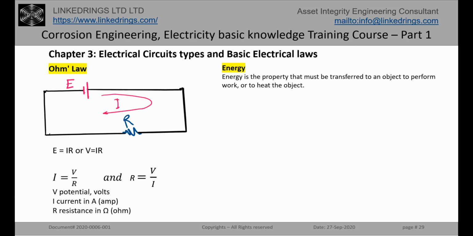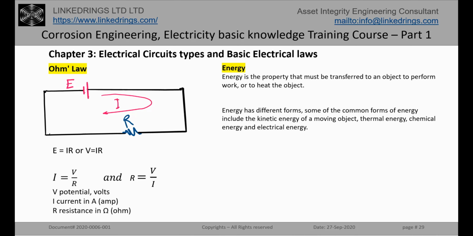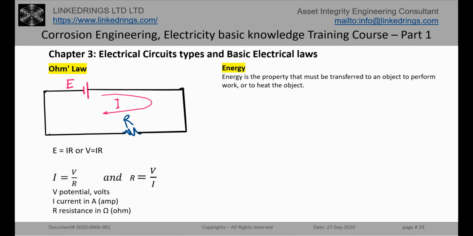As we discussed earlier, energy is a property that must be transferred to an object to perform work or to heat the object. For example, for heating 1 liter of water, an amount of energy required shall be spent to heat the water. Energy has different forms. Some of the common forms of energy include kinetic energy of a moving object, thermal energy, chemical energy, and electrical energy.